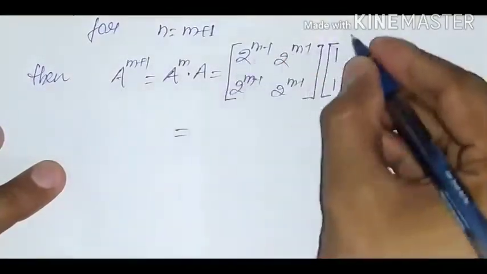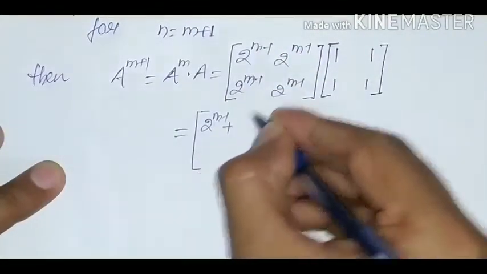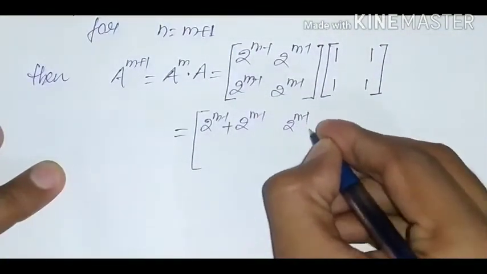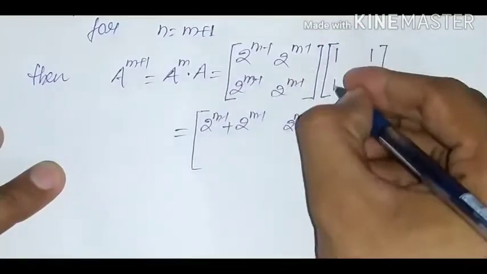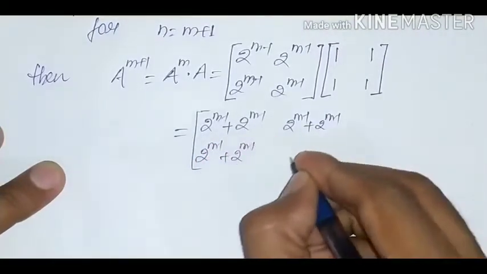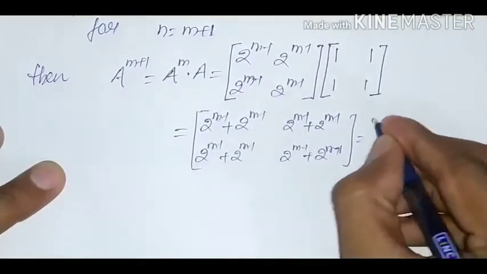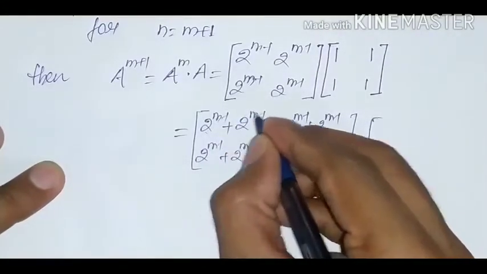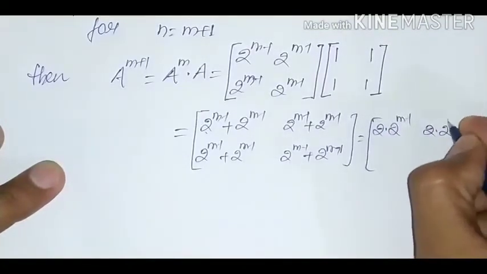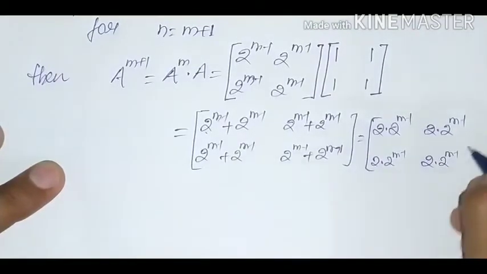Then it becomes: first row and first column is 2 to the power m minus 1 plus 2 to the power m minus 1, and likewise for the first row second column, second row first column, and second row second column. Each of these is 2 to the power m minus 1 plus 2 to the power m minus 1, which can be written as 2 times 2 to the power m minus 1.